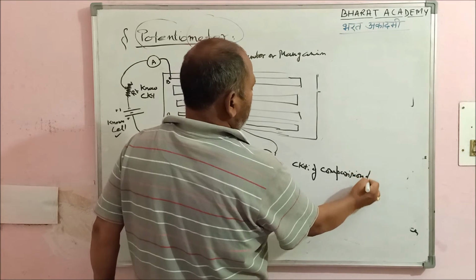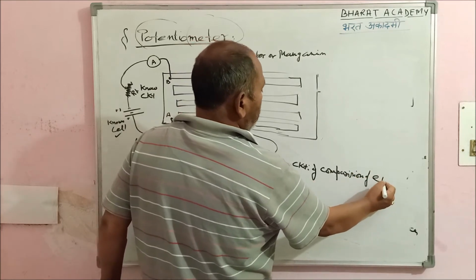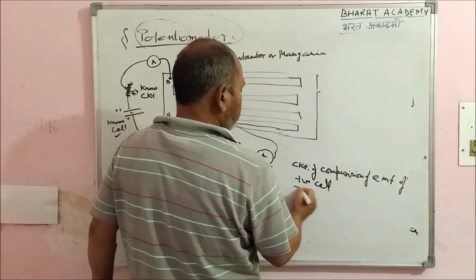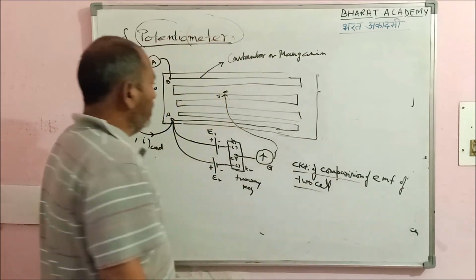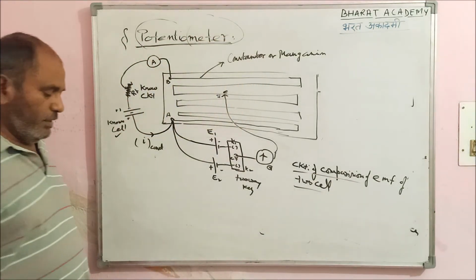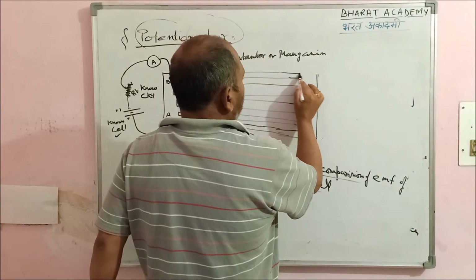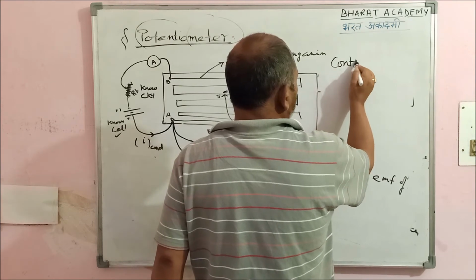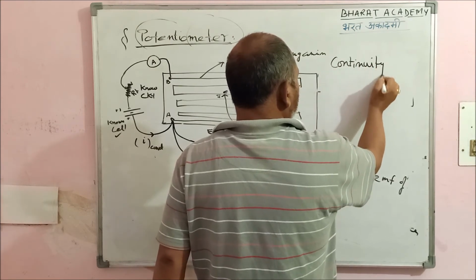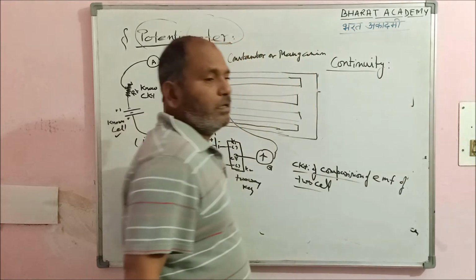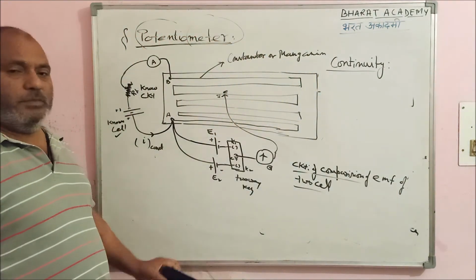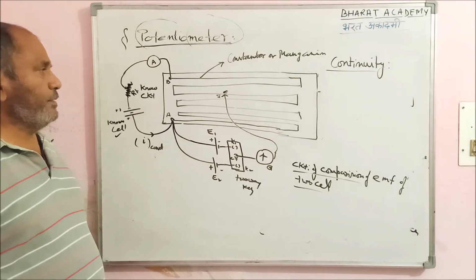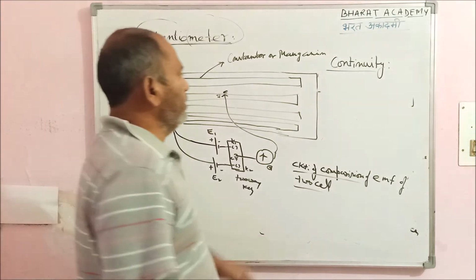Comparison of EMF of two cells. Right? Once the circuit is set up, again and again we have to check the continuity. Remember, this is the key factor while doing the practical. That continuity should be there, otherwise everything is null and void. System is same, how to get the continuity? We have to repeat the same process.